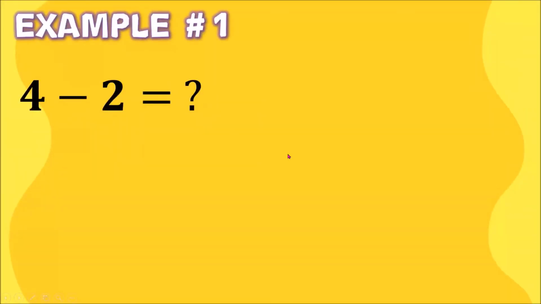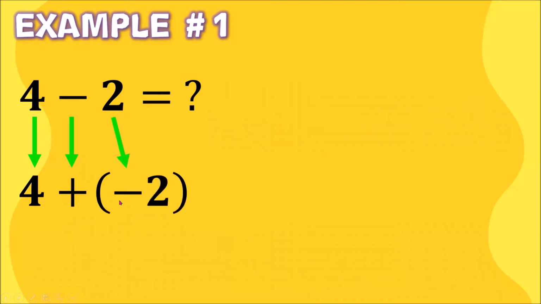Example number 1, 4 minus 2. So we know that 4 minus 2 is equal to 2. But if we follow the rules, we need to copy the first integer, or the minuend, 4, and then the subtraction sign will become a plus sign. The second integer, or your subtrahend, is positive 2. So change its sign, it will become negative 2.